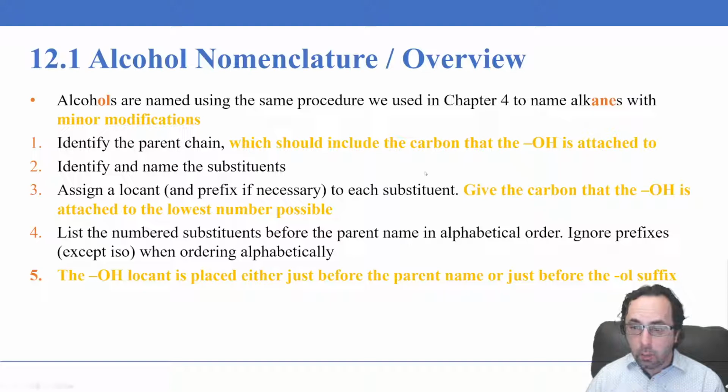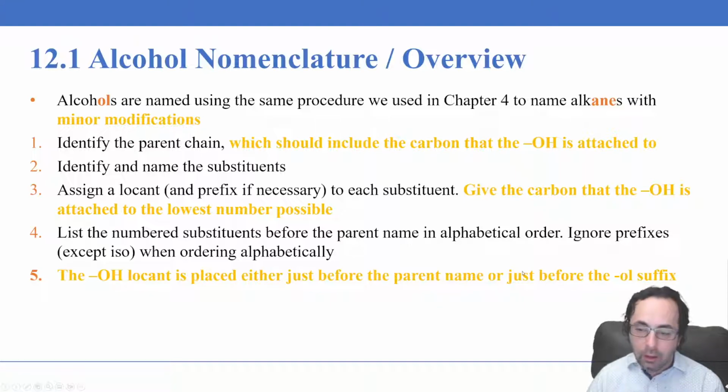And so we want to have the parent chain include this OH group. As usual, we're going to identify other substituents and name them. We're going to assign locants, and in this case the lowest locant will be assigned to the carbon attached to the hydroxyl group, given that it is the highest priority. Then we're going to list the substituents in alphabetical order, ignoring prefixes except iso. And then finally, we're going to place the locant for the OH group immediately before the end of the parent name, or before the ol suffix.